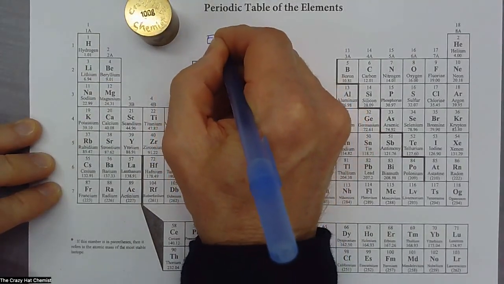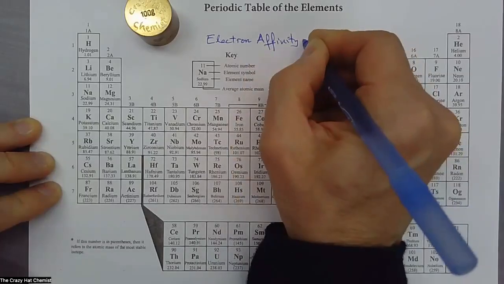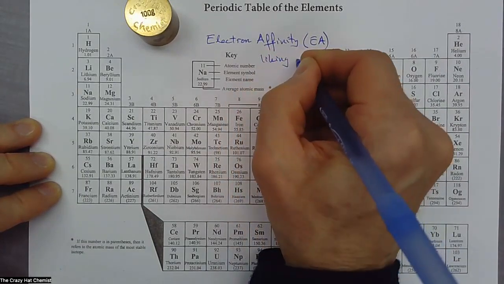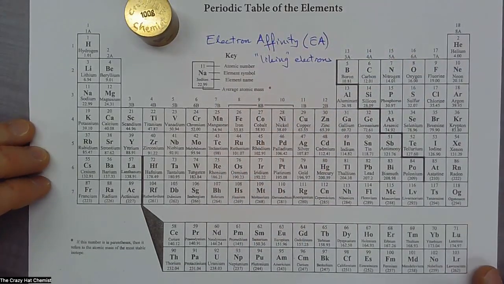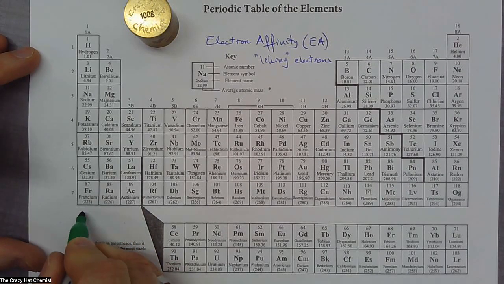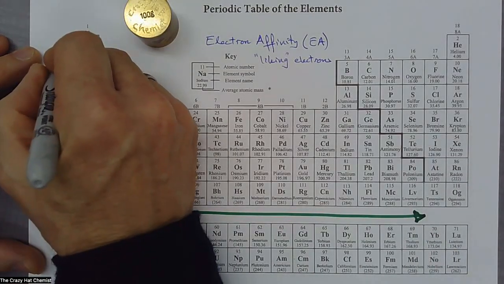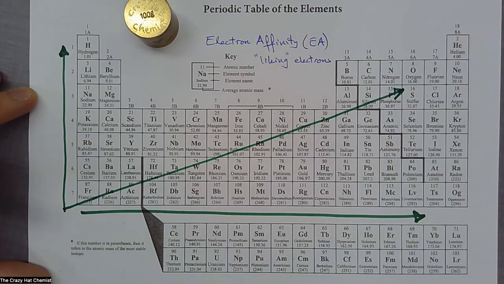Electron affinity. So what is electron affinity? Electron affinity is whether or not that element likes electrons. So do you like electrons or do you not like electrons? That's really the question here for electron affinity. And so here is the trend for electron affinity. As you move to the right, electron affinity increases, and as you move up in a group, it increases. So overall, electron affinity is increasing in this direction.